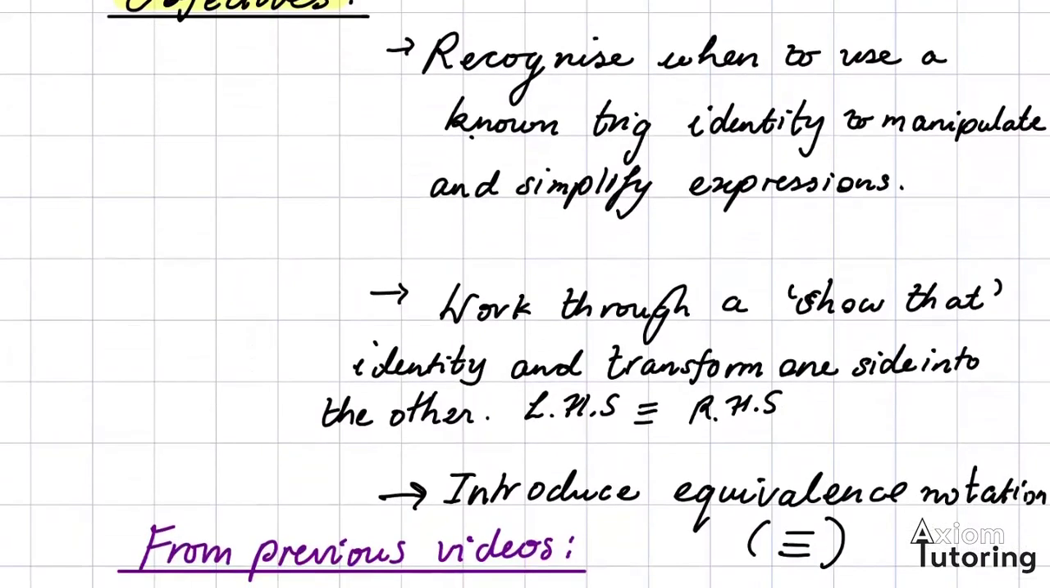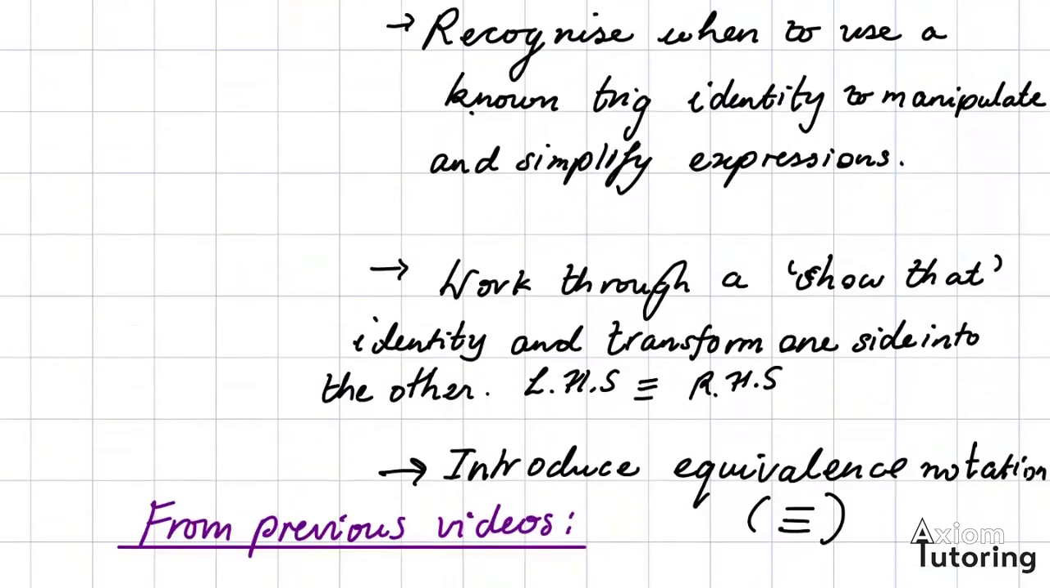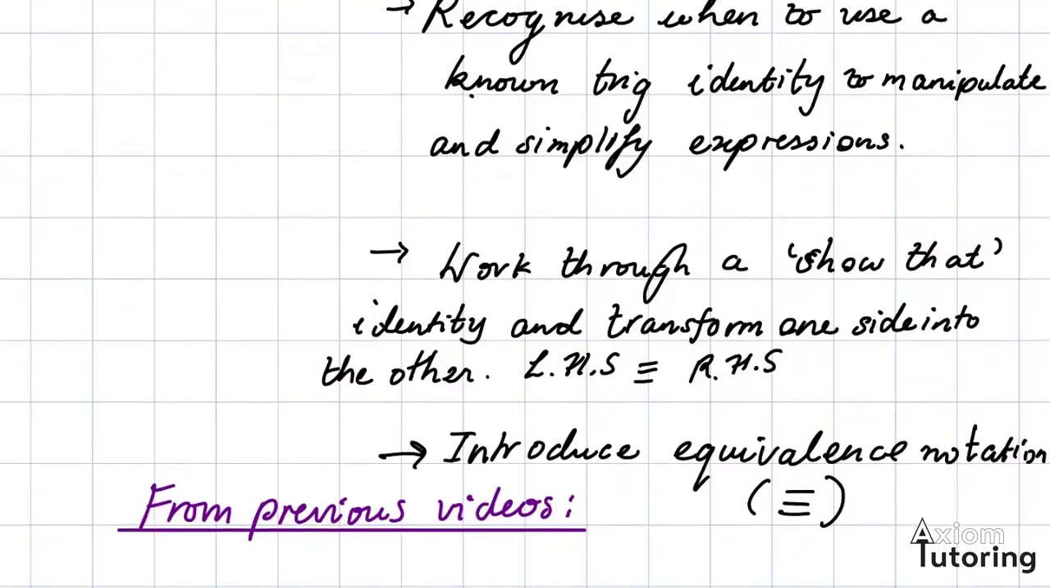And from there, we also want to introduce this equivalence notation that I've just written down, which is 3 horizontal lines, which is different to your equal sign, your usual 2 horizontal lines. And it needs to be emphasized that we are not solving an equation here. We are showing that the left-hand side is equivalent to the right-hand side for all values of x or theta, where both sides are defined, which is why we're introducing this equivalence notation when we're proving identities, as opposed to just solving equations, which for that we can stick to our equal sign.